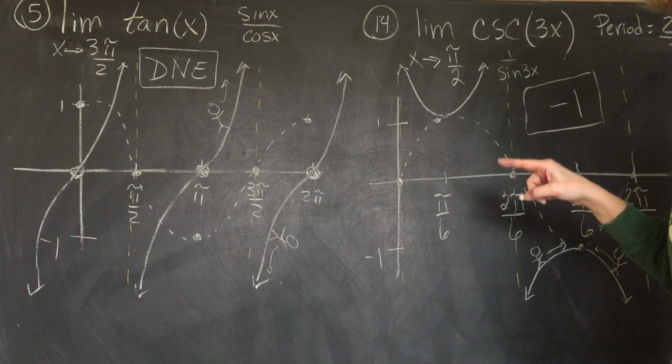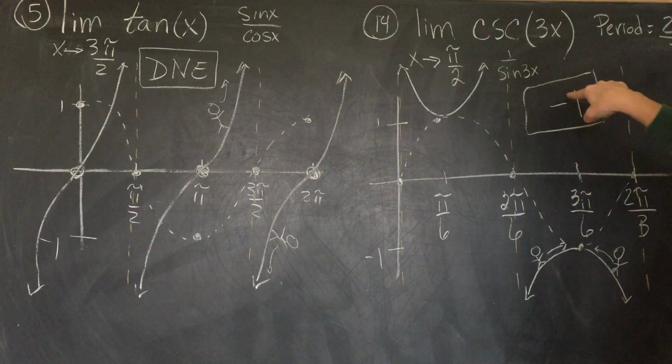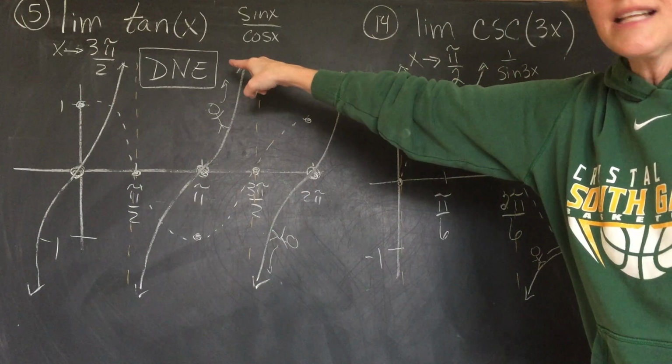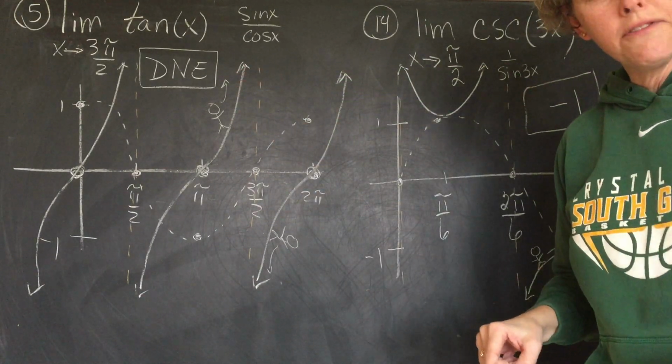So on your worksheet, when you finish it for homework, you are going to have answers of actual numbers. You're going to have answers that could be a does not exist. And then you could have answers of infinity and negative infinity.